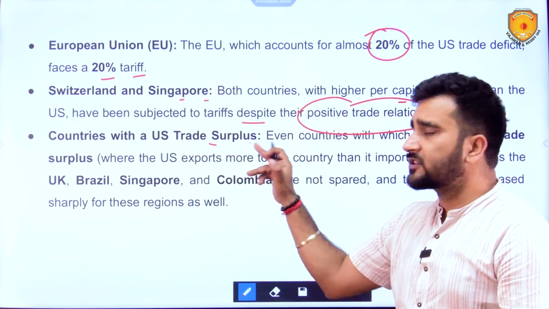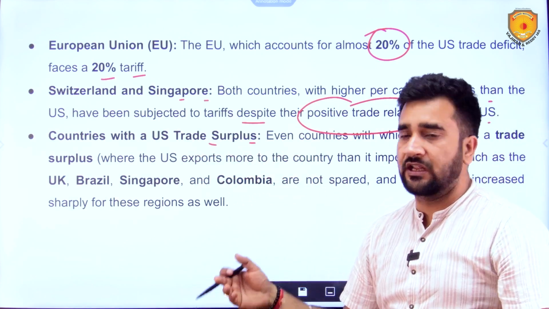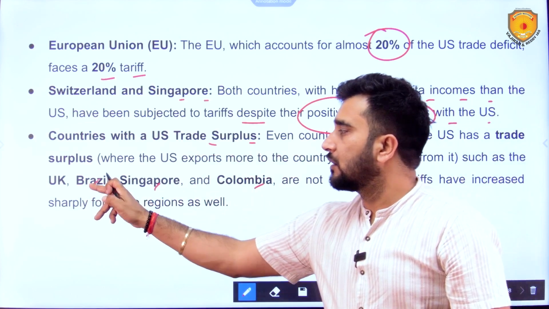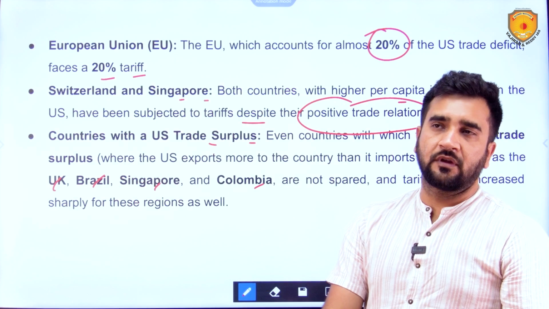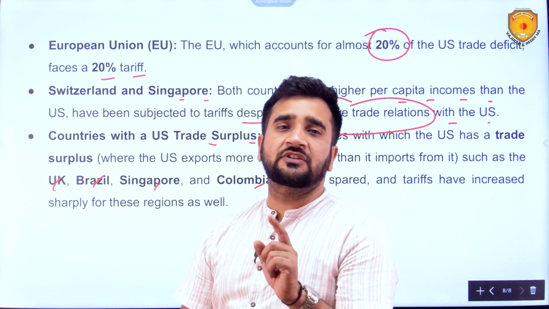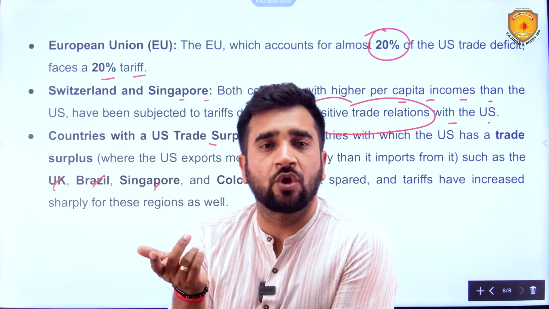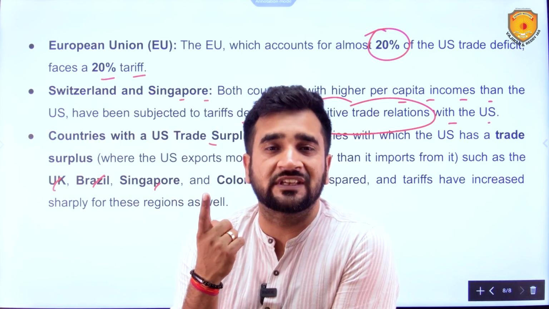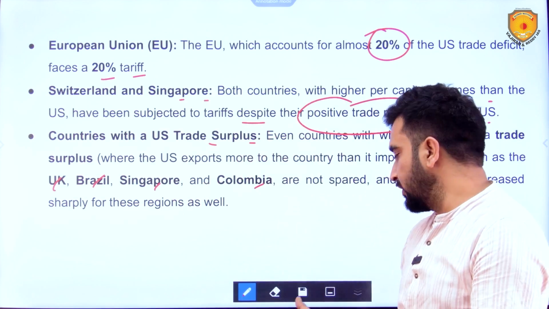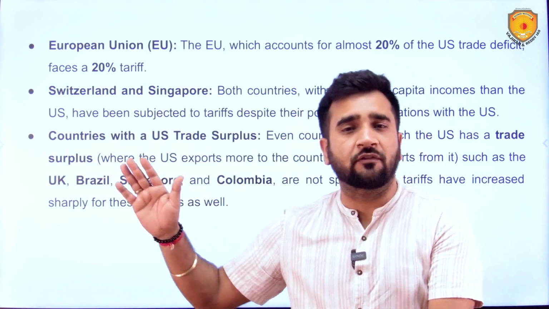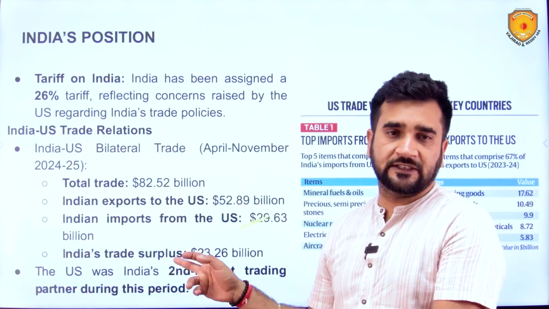Countries with a US trade surplus, meaning the USA is having a trade surplus with those countries, like UK, Brazil, Singapore or Colombia. Unfortunately, these countries also face this kind of reciprocal tariff. It is not only applicable to those countries with which the USA is facing a trade deficit, it is applicable to those countries also with which the USA is experiencing a trade surplus. That is also to be noted over here. So it is kind of, one slap sweeps all.